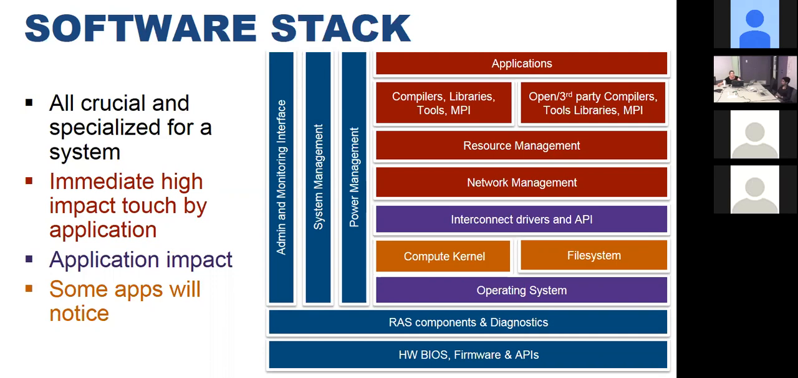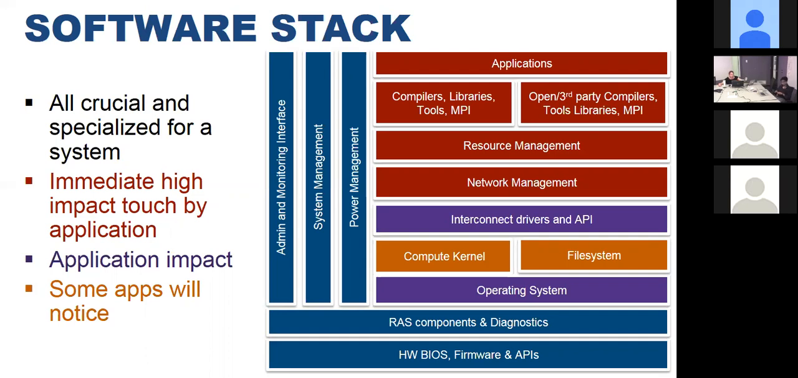But then, the purple ones, perhaps a challenge in color choice, are things like the interconnect drivers and APIs in the operating system. A lot of applications still touch those. They're not pervasive. Not every single application tries to talk to the API for the interconnect, but many do in an attempt to get as much as they possibly can out of the hardware.